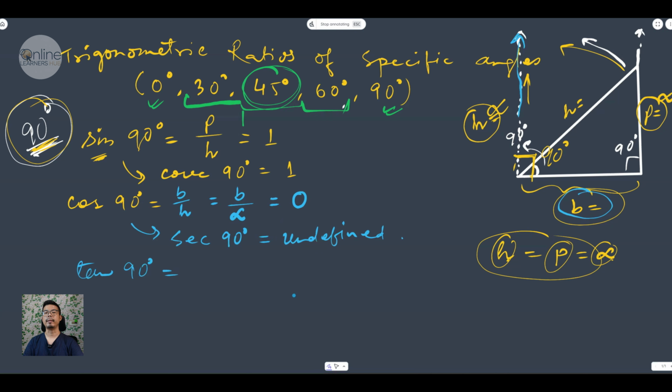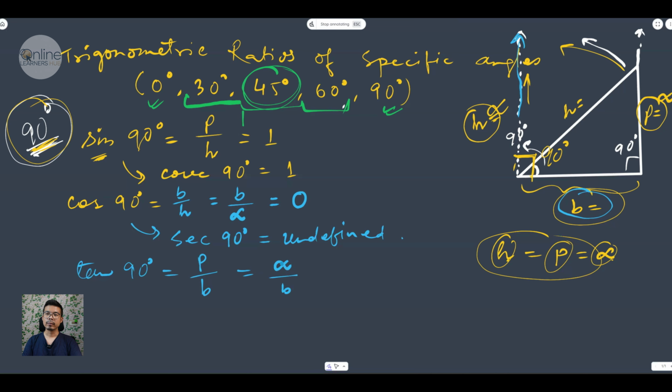Now think about tan 90. What about tan 90? Some people have curly black hairs turn permanently brown. Permanently brown. P by B. Now what is P by B? What is P here? P is infinite again. And what about the base? Base is B. The base is finite.